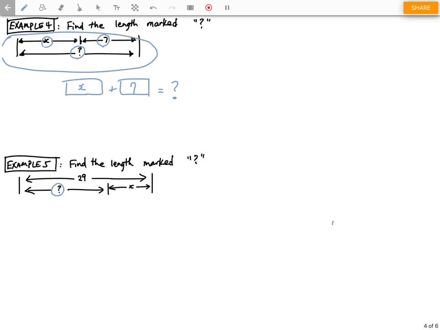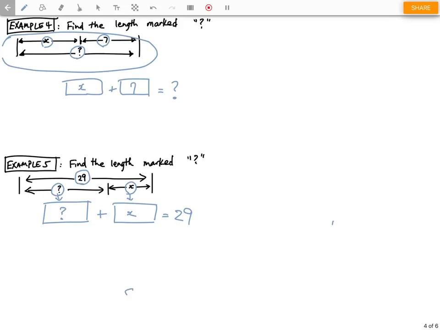So, to find the length marked question mark, what do we do? Well, let's try to translate it. Since we know the whole length, 29, something plus something equals 29. Well, the first something is this question mark. The second something is this x. And then the total length is 29.